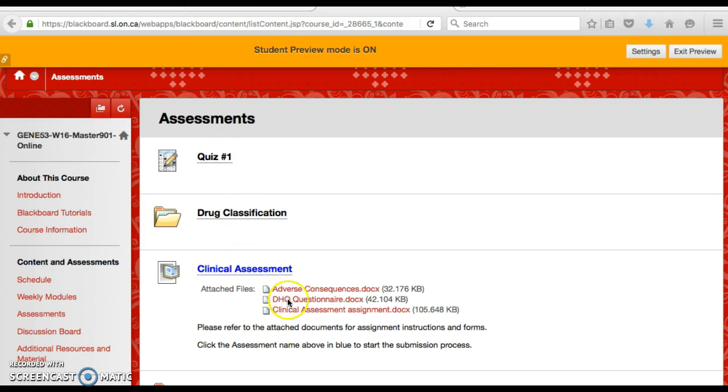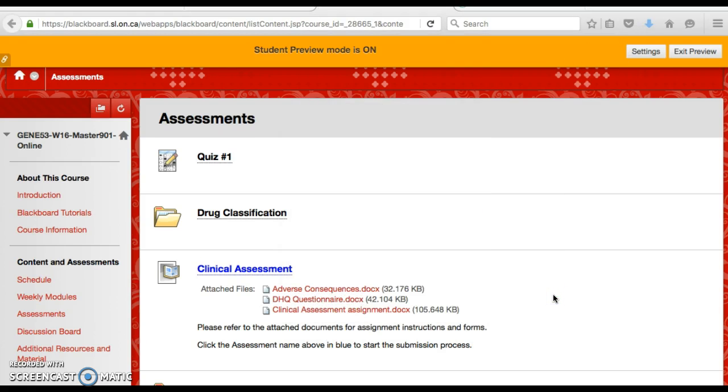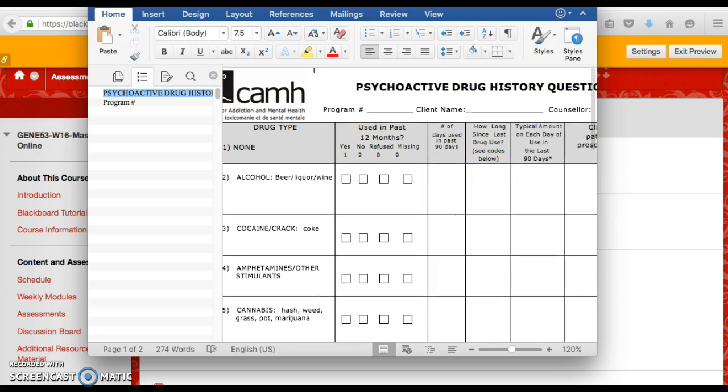The next thing you're going to find here is these are the two actual assessments themselves. So the first one I would go with is the drug history questionnaire. I would ask that first. That way you get a sense of what somebody's substance use looks like. And as you see here, if I can open this up.